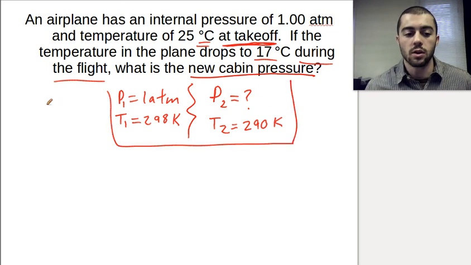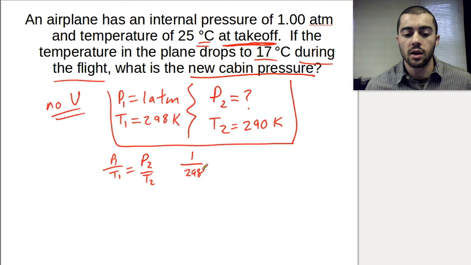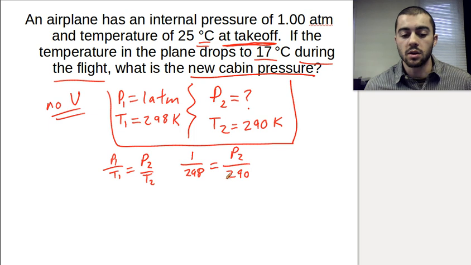You'll notice that no volume is involved here, so we're going to drop that out of the equation. It'll be P1 over T1 equals P2 over T2. So to solve here, we just plug in, we've got 1 over 298 equals P2 over 290. So we can just multiply both sides by 290 here, and that would give us P2. You could also cross multiply, that's going to be an extra step here, but however you like to do it, we just solve for P2, and P2 would then be 0.97 atmospheres.